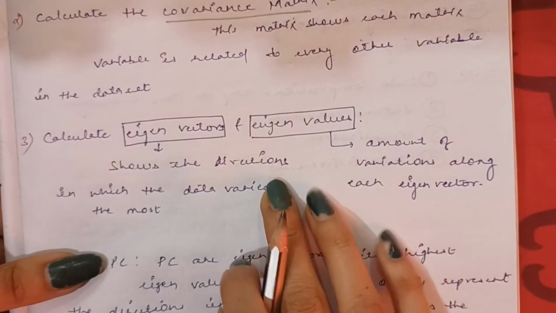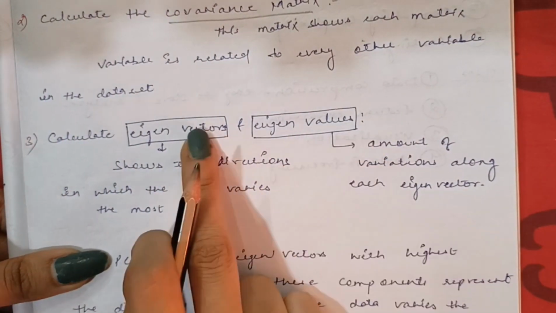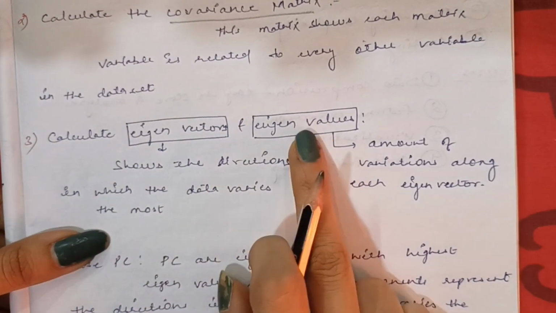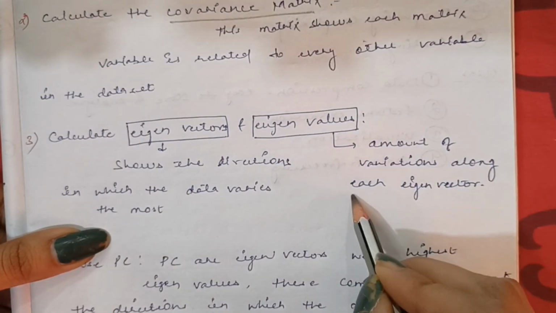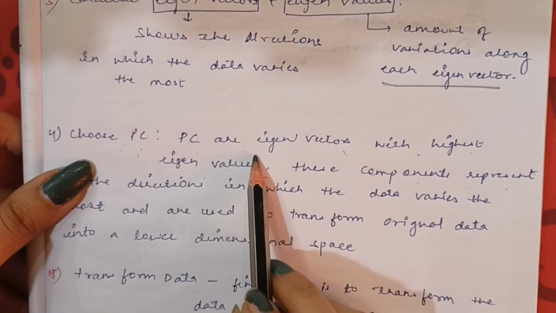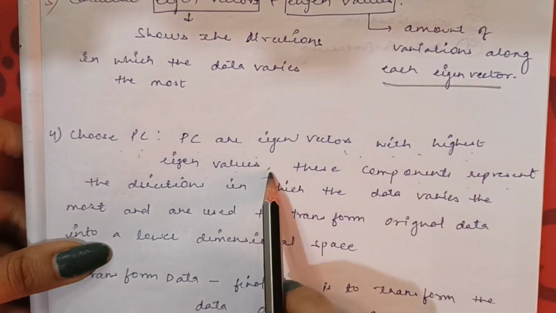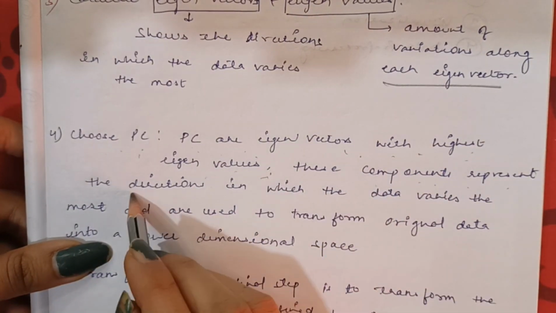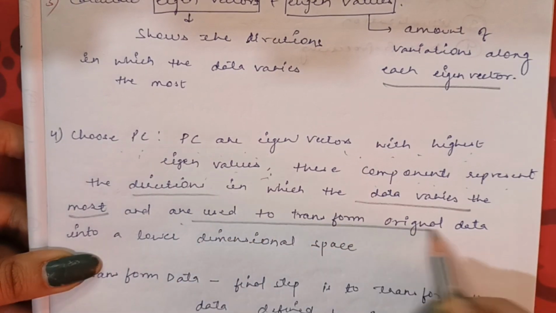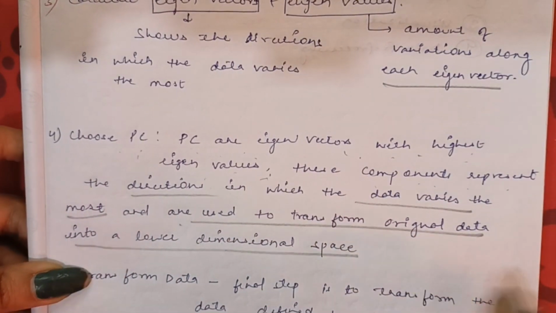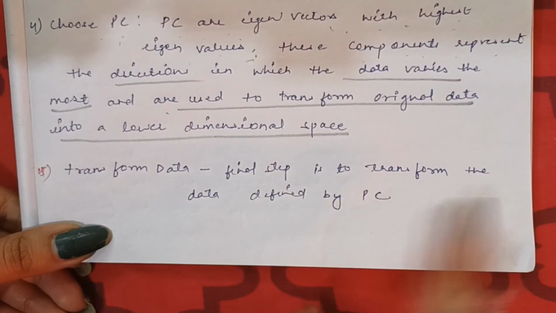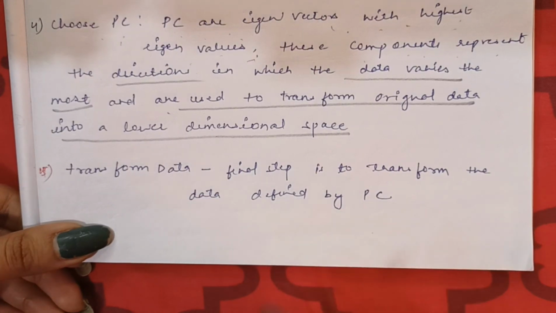Another step is to calculate the eigenvectors and eigenvalues. Eigenvectors will show the direction in which the data varies the most, and eigenvalues will show the amount of variation along each eigenvector. Another step is to choose the principal component. Principal components are the eigenvectors with the highest eigenvalues. These components represent the direction in which the data varies the most and are used to transform the original data into a lower dimensional space. The fifth step, or the final step, is to transform the data that is defined by the principal component.